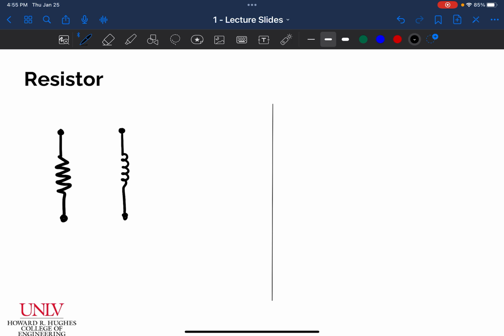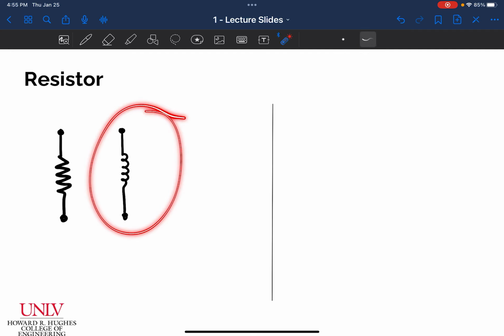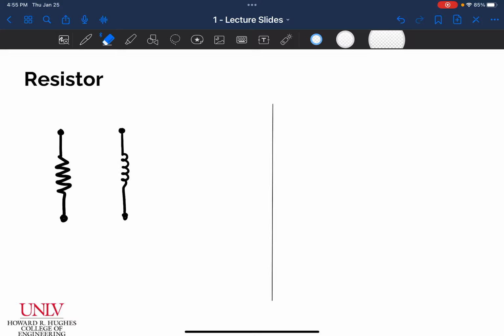zigzags. So just make sure that when you draw a resistor, you don't draw it like this, because then someone will think it's an inductor, and it's not. It is a resistor. So that's one symbol.